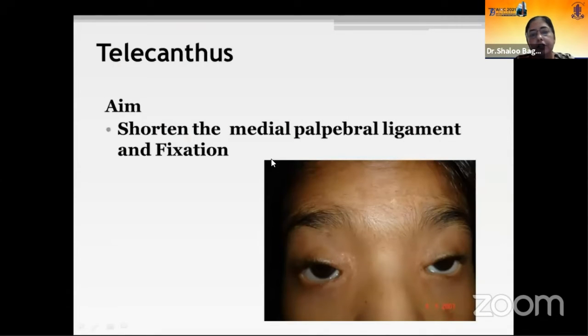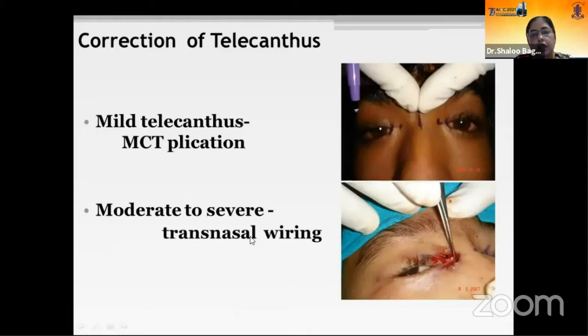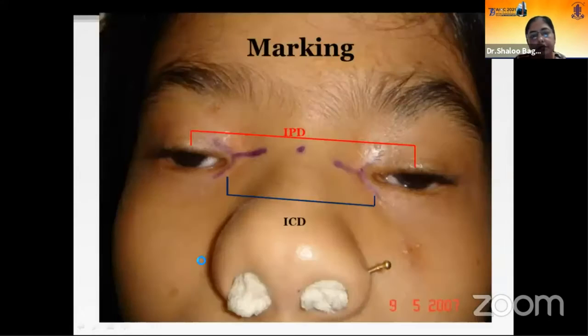For telecanthus, we have to shorten the medial palpebral ligament and fixate it. We can either do the plication or suturing to the periosteum, transnasal wiring, or we can make a bony opening and suture anchor the ligament with the help of Prolene. Our choice is, in mild telecanthus, we do the MCT plication, and if it's moderate to severe, we plan for transnasal wiring.